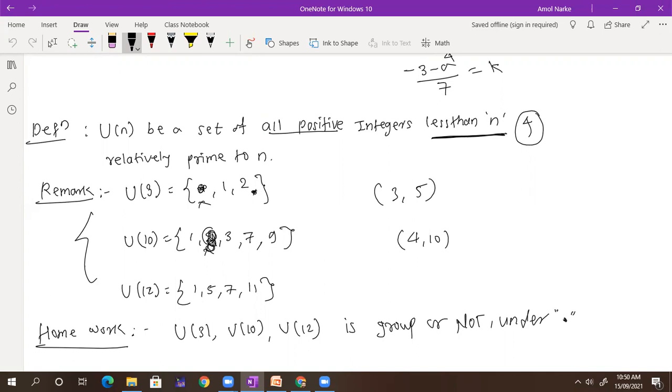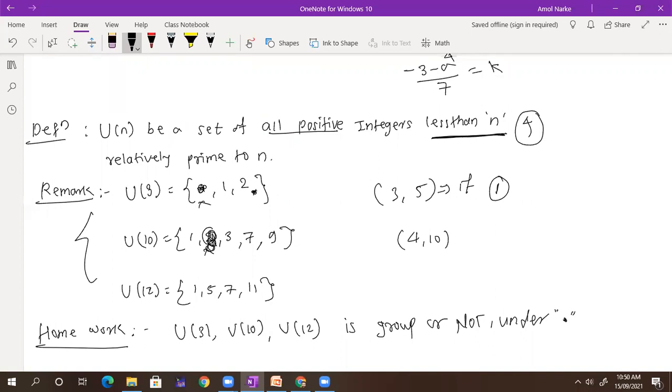What is relatively prime? Two numbers are said to be relatively prime if they have only 1 as a common factor, not any other common factor other than 1. U10 contains 1, 3, 7, 9. U12 also. So these all are groups.